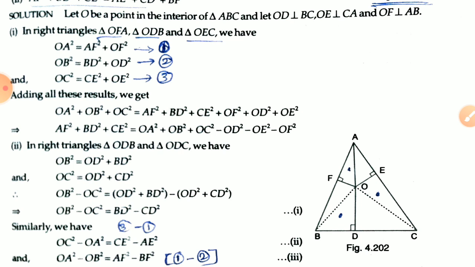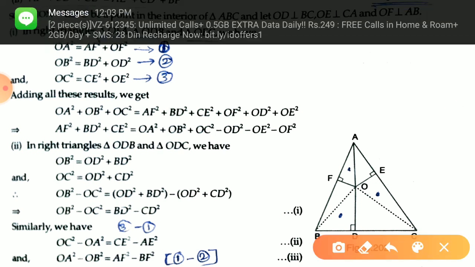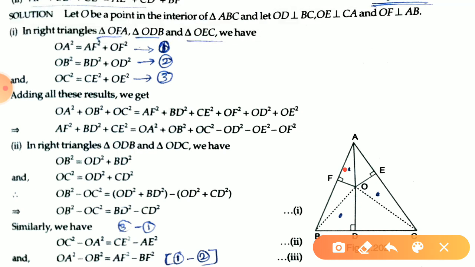Now before going to solve, we have to see that let O be the point in the interior of triangle ABC, and let OD be perpendicular to BC, I have just shown you in the figure, then OE is perpendicular to CA and OF is perpendicular to AB. Here we get three right angle triangles, that is first, here I have shown by red spot, OAF, then second, ODB, and third, OCE. So these are the triangles, and in these three triangles we have to apply Pythagoras theorem.